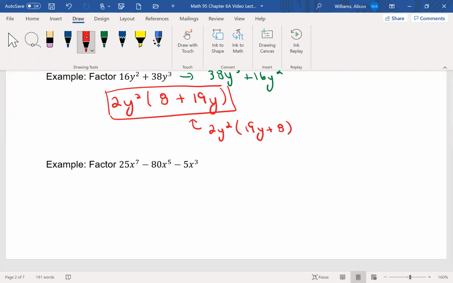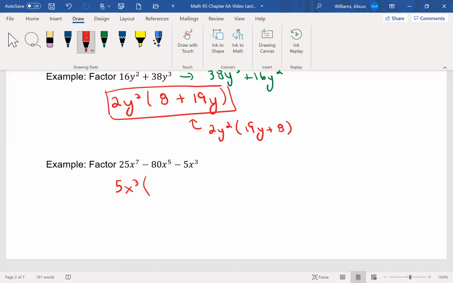So let's start with the numbers. It looks like 5. Since the last number is a 5, and I know 5 goes into both 25 and 80, I think 5 is going to be it. And then the smallest of the x's is x cubed, the smallest exponent there. All right, so let's factor.